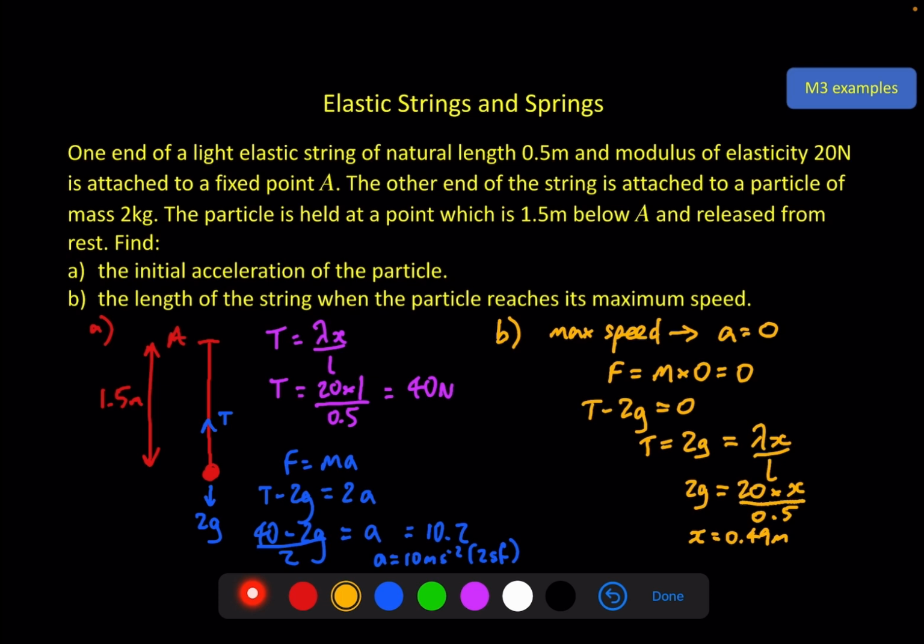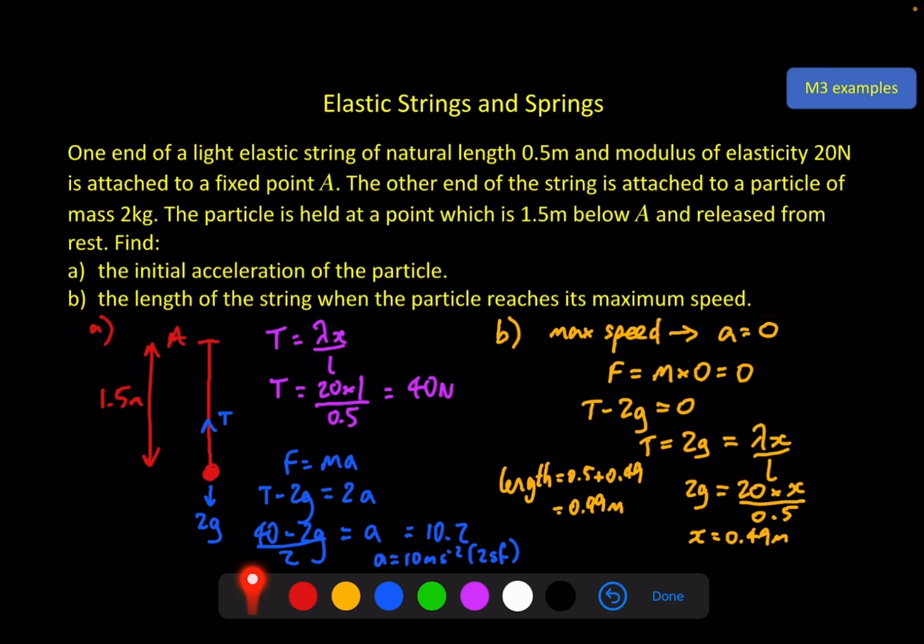The length of the string then is the natural length 0.5 plus this distance here. So the length of the string, 0.5 plus 0.49, is equal to 0.99 meters, or 99 centimeters. And that is the length when it's at its maximum speed.